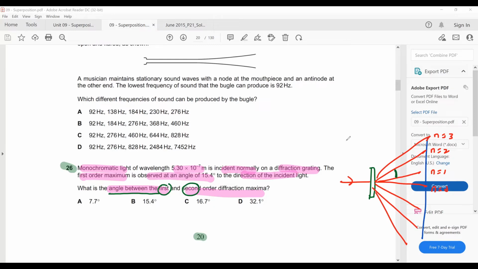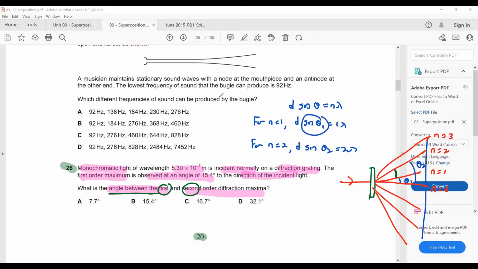If you use the equation d sine theta equals n lambda, let me just give you an example. For first order, d sine theta 1 equals 1 lambda, and this theta 1 is this one. If I talk about the second order, d sine theta 2 equals 2 lambda, and theta 2 is this one. Okay, so those are the angles here.